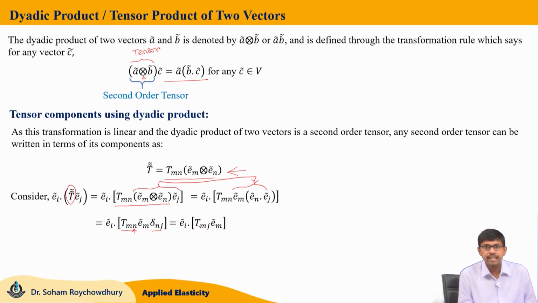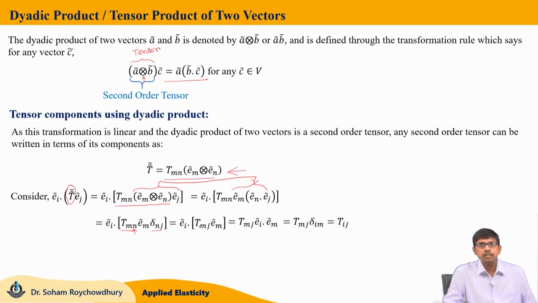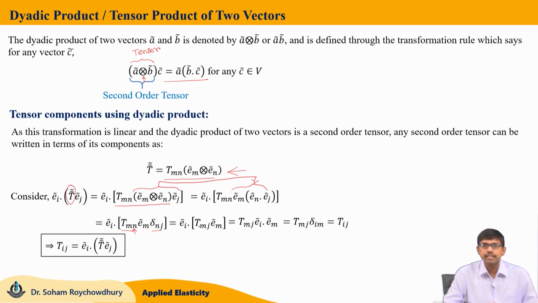Once again, T_mj is a constant that we can take out, and e_i dot e_m is nothing but delta_im. So, T_mj times delta_im, once again using the property of Kronecker delta, is equal to T_ij. So, e_i dot T acting over e_j is equal to T_ij.